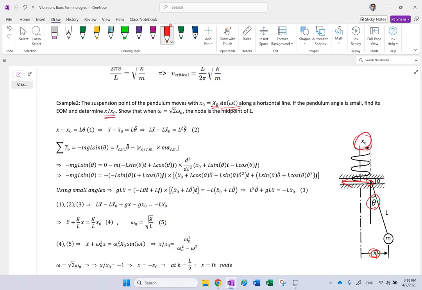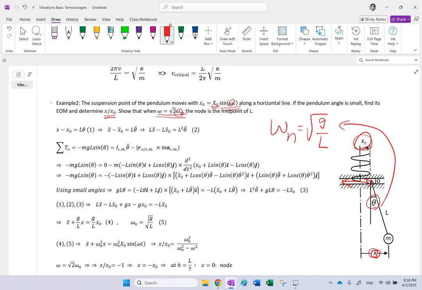You want to find that, and then you want to show that when the frequency of this base, omega, is equal to square root 2 omega n. Now, what is omega n? For a pendulum without support, remember, omega n was square root g over L.